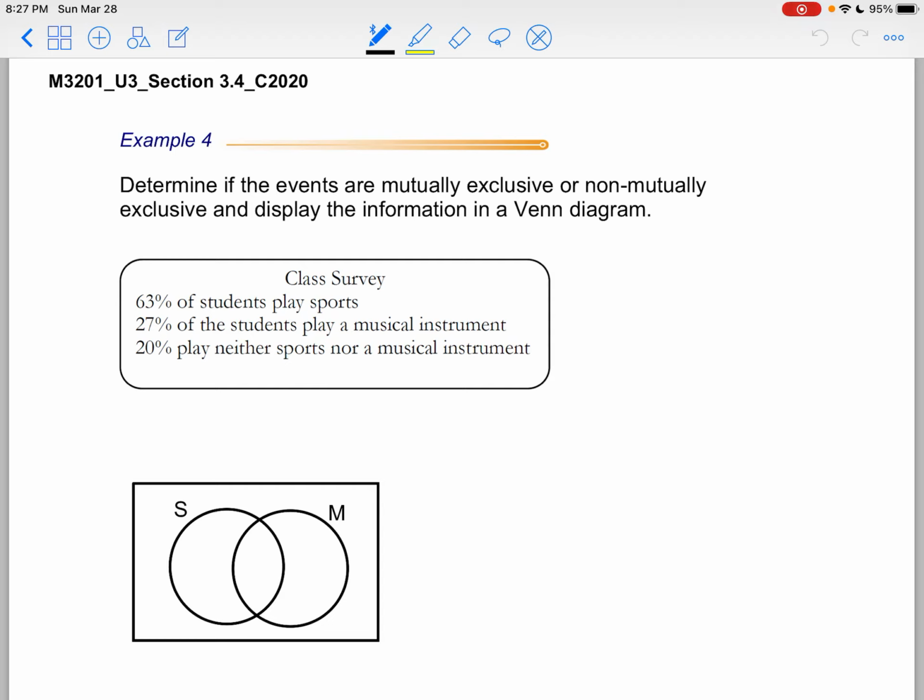They've done a class survey, and they found that 63% of students play sports, 27% of the students play a musical instrument, and 20% play neither a sport nor a musical instrument. So this is kind of like what we were doing in Unit 1, where let's add up our results here and see what our total is, right?